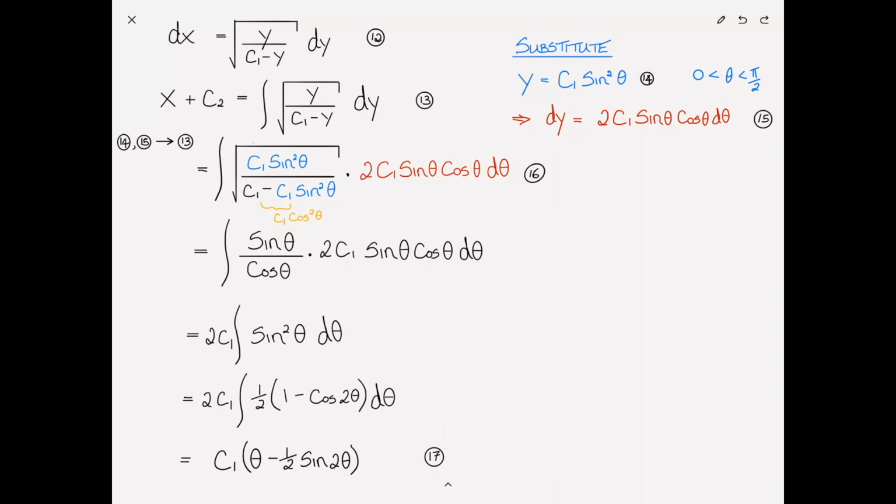I can now rewrite equation 17 in terms of x by just taking c2 to the other side. We'll do that on the next page. And that gives us x is equal to c1 theta, just multiplying it out, c1 theta minus c1 over 2 times sine 2 theta minus c2.